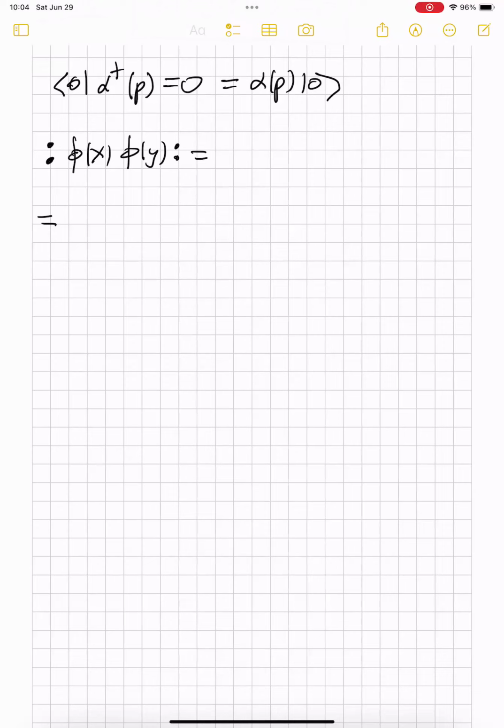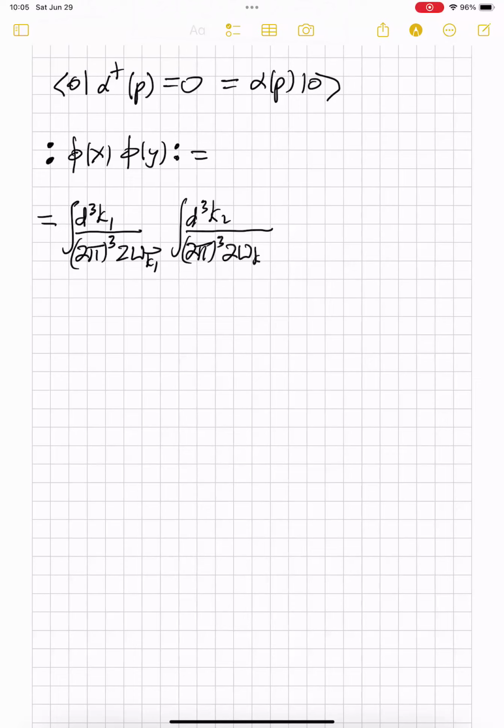There's two fields. We're going to need two integrals of momenta. So we can have an integral d3k1. This is for the x field. This is over 2 pi cubed to omega k1. Remember, that's the Lorentz invariant measure. Then we've got an integral d3k2. This will be for the second field, the field at y. 2 pi cubed to omega k2.